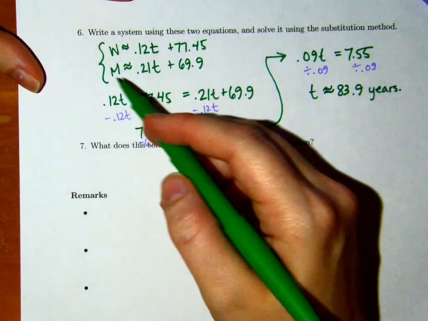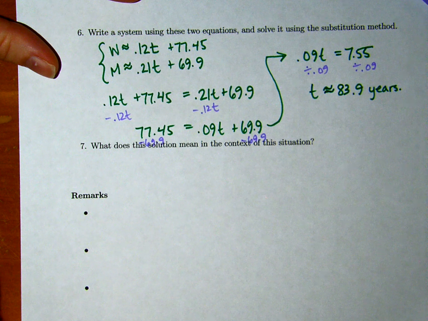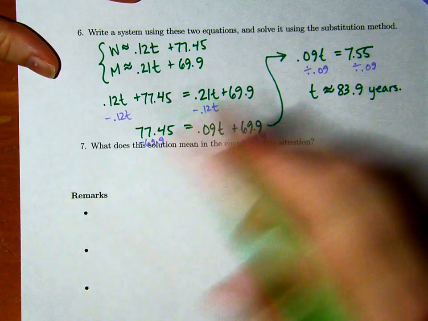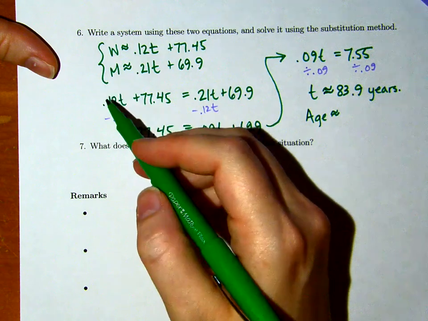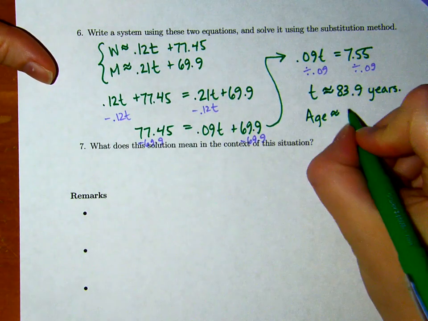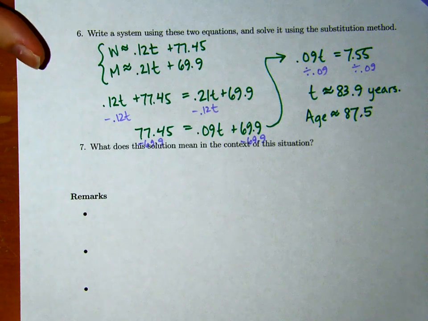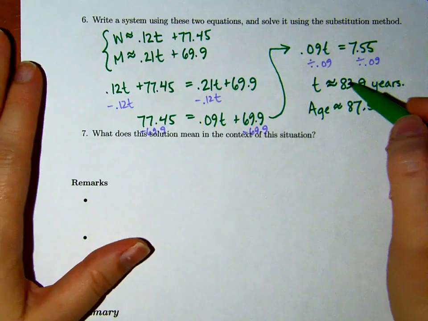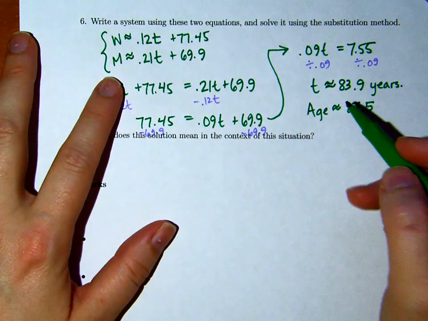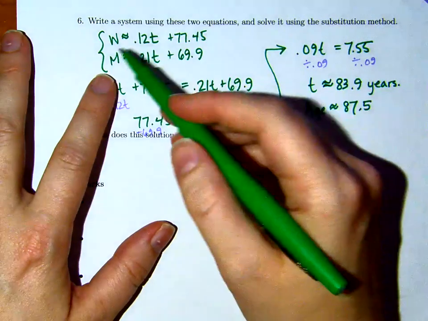And now we have to find the age. Okay, so let's put that t into the equation. 0.12 times 83.9 plus 77.45. So the women age and the men age would be about 87.5. Okay. So here's our solution. Remember, there's two equations, and so we have two values here, the time and the age, both women and men.